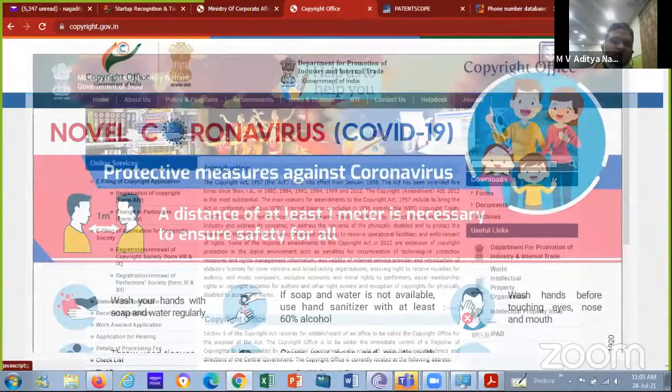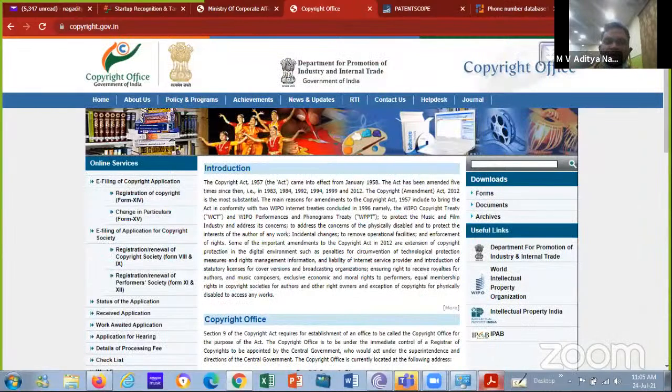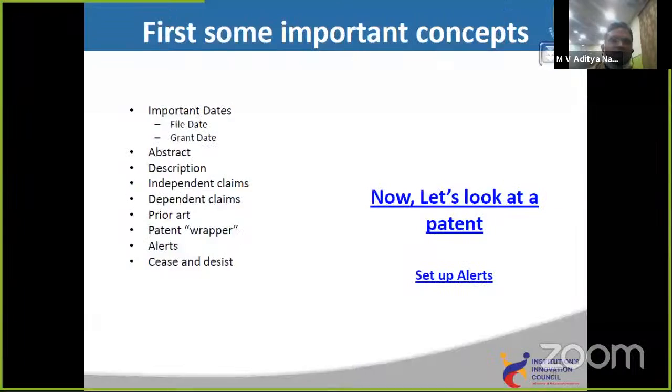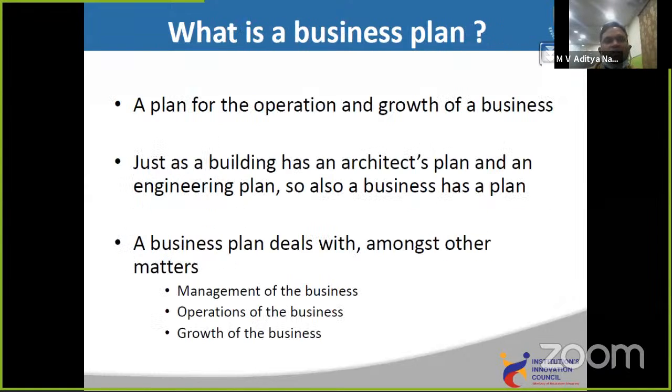after making a thorough search and clearly satisfying yourself that you are truly the first person to innovate a particular patent. While filing a patent, preliminarily, you must always take care to have a detailed business plan, a plan for the operation and growth of the business.